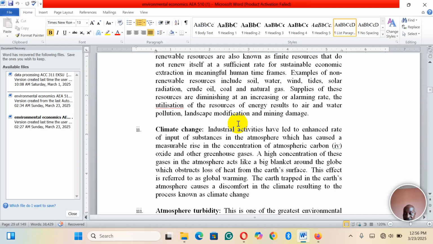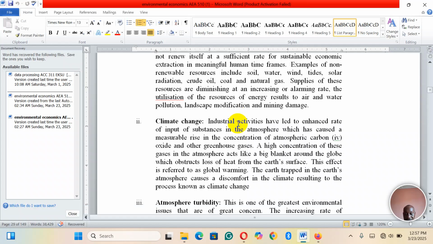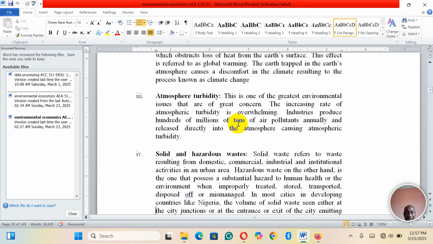A high concentration of these gases in the atmosphere acts like a big blanket around the globe, which also obstructs the loss of heat from the earth's surface. This effect is referred to as global warming. The heat trapped in the earth's atmosphere causes a disturbance in the climate, resulting in a process known as climate change.